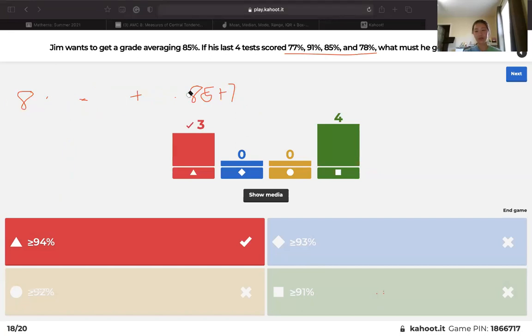The code is in the bottom right of the screen. I'll just type it out if you want me to. So 1866717.